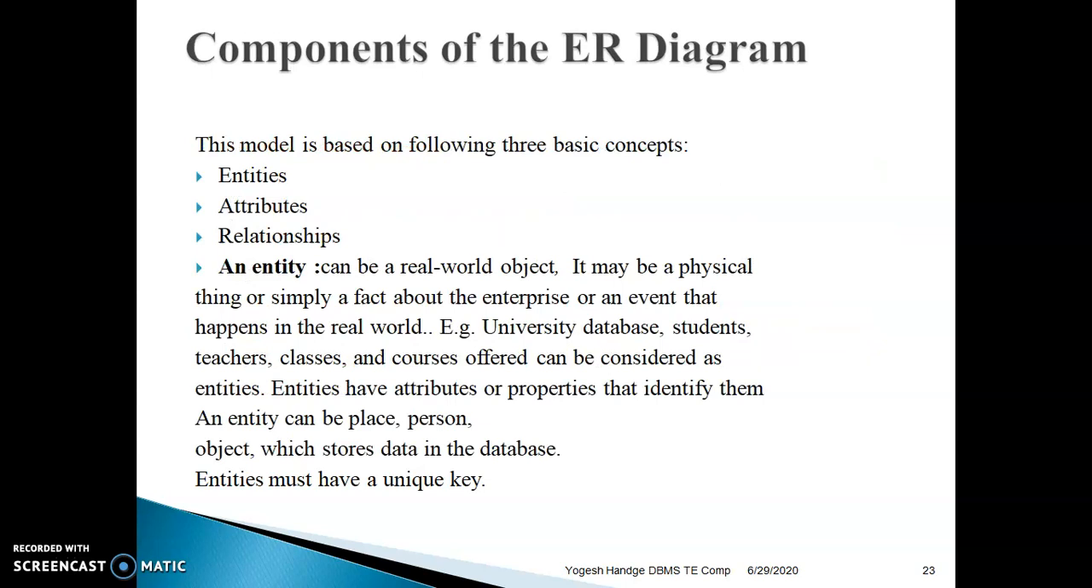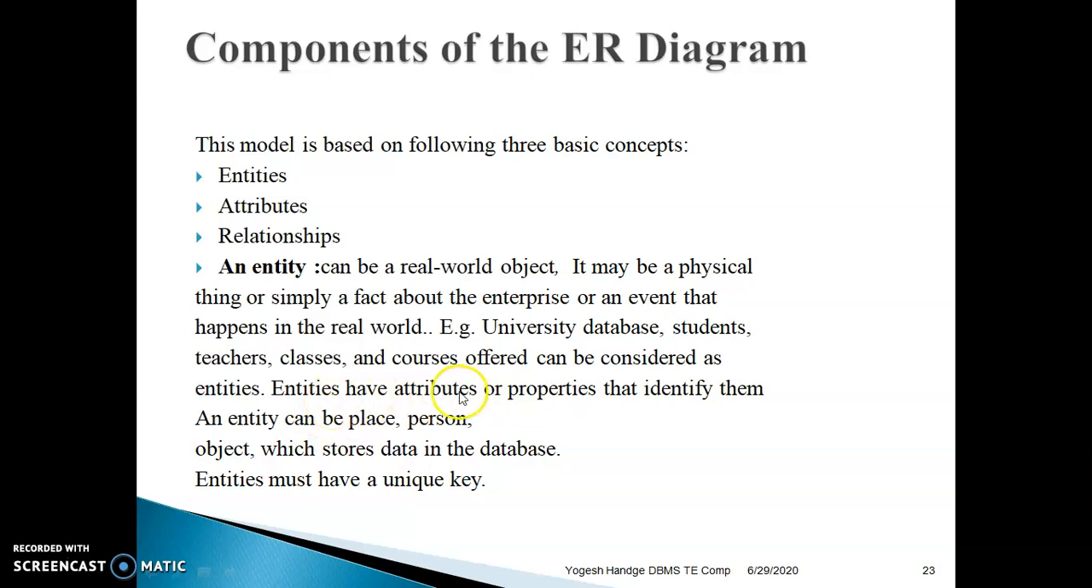Components of ER diagram. The model is based on the following three basic concepts. First is entity, and then attributes and relationships. An entity can be a real-world object. It may be a physical thing or simply a fact about the enterprise or an event that happens in the real world. Example, in a university database, students, teachers, classes, and courses offered can be considered as entities.